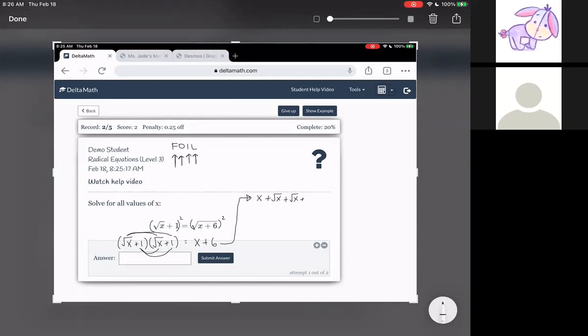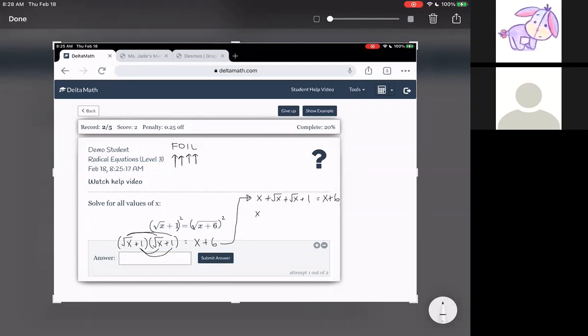1 times 1, which gives us 1. Okay, so we just FOILed that bit, and then this is equal to x plus 6. All right, I'll pause here. All right, so after this, we are going to simplify.